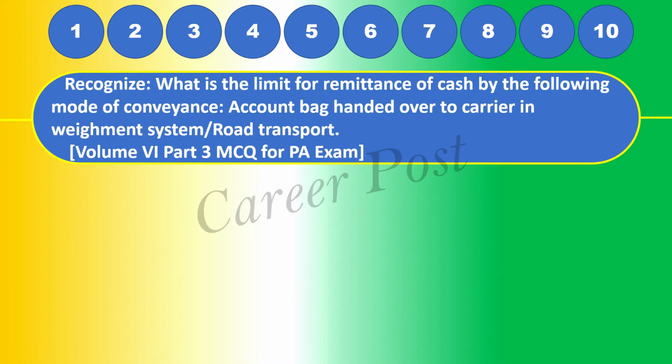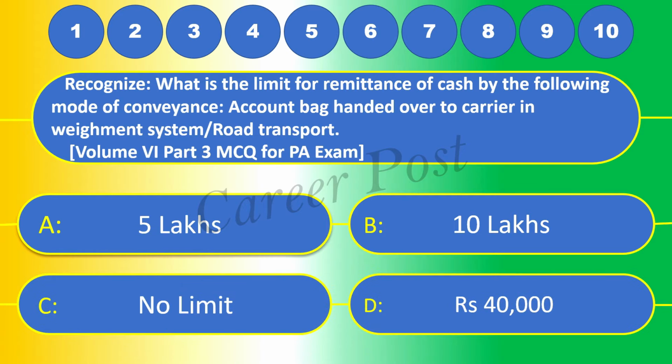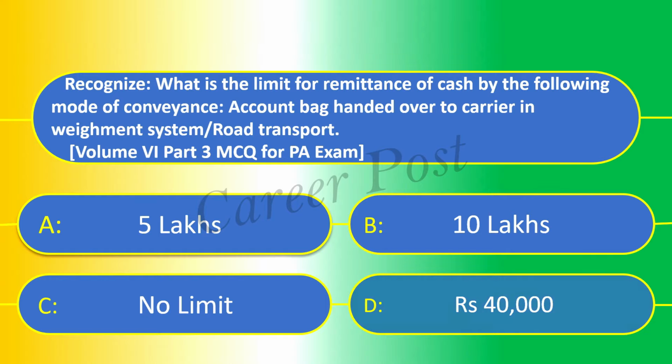What is the limit for remittance of cash by the following mode of conveyance? What is the mode of conveyance? Account bag handed over to carrier in payment system or road transport. Road transport means you should understand it is the RTC bus. A, 5 lakhs, B, 10 lakhs, C, no limit, D, 40,000. Try to answer in the comment section. The answer is 40,000.